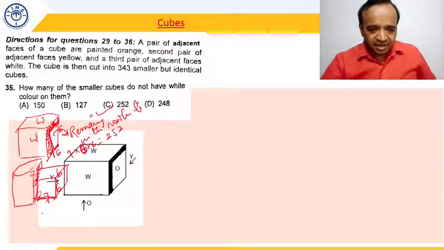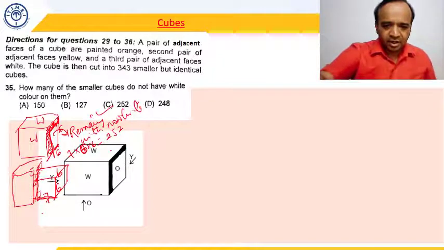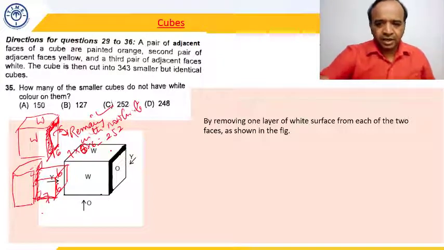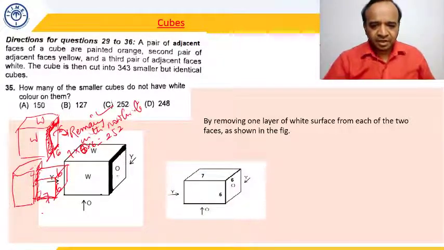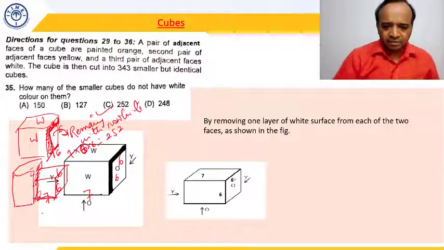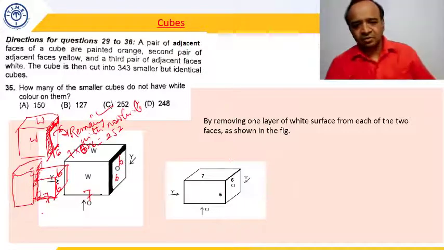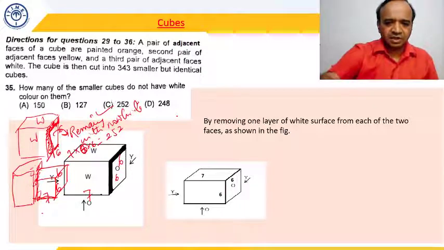So I have just done the same thing. If one layer, the layer of white color, is removed, then the remaining part will be looking like this. 6 is remaining, 6 here and 6 here, and this will still have 7. Total number of such pieces remaining here is 6 into 6 into 7, that is equal to 252 such pieces. Answer choice to be.